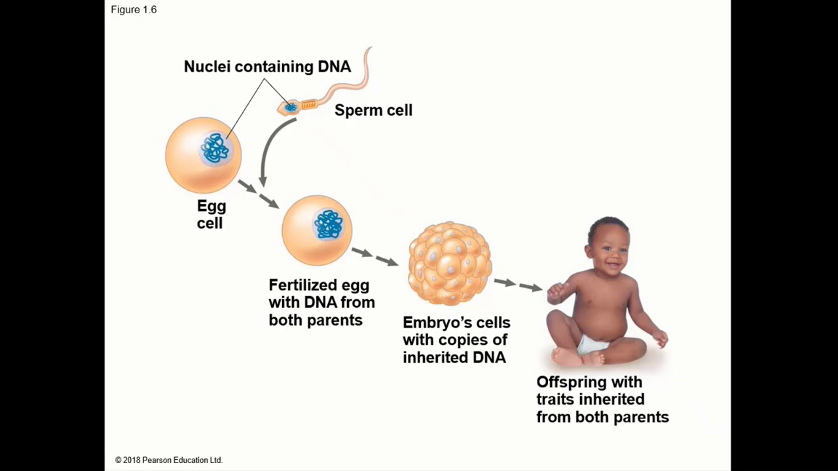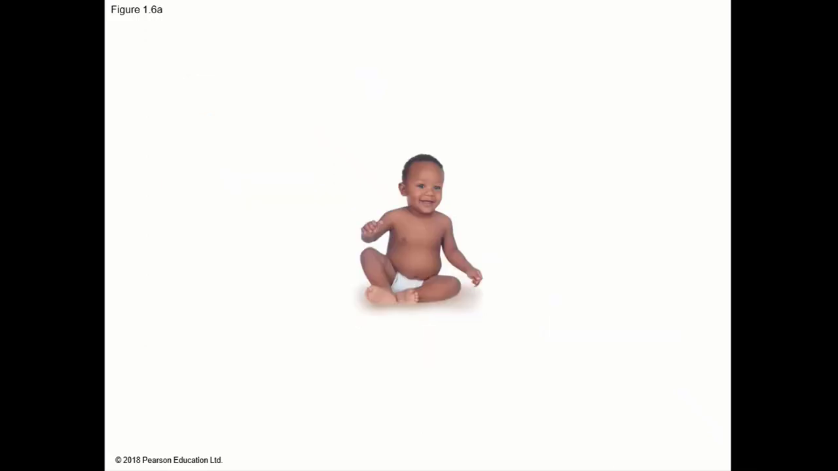In a linear form, there's a nucleic DNA where a sperm meets an egg cell, you know the drill. That egg will be fertilized with the DNA from both parents. Then it will form what we call an embryo, with copies of DNA inherited from both parents, and the offspring will have the traits of both parents. That's the simple form of it, which I'm assuming most of you know about, and it's not even very hard to grasp. And that's the little cute baby there, which comes from this process.